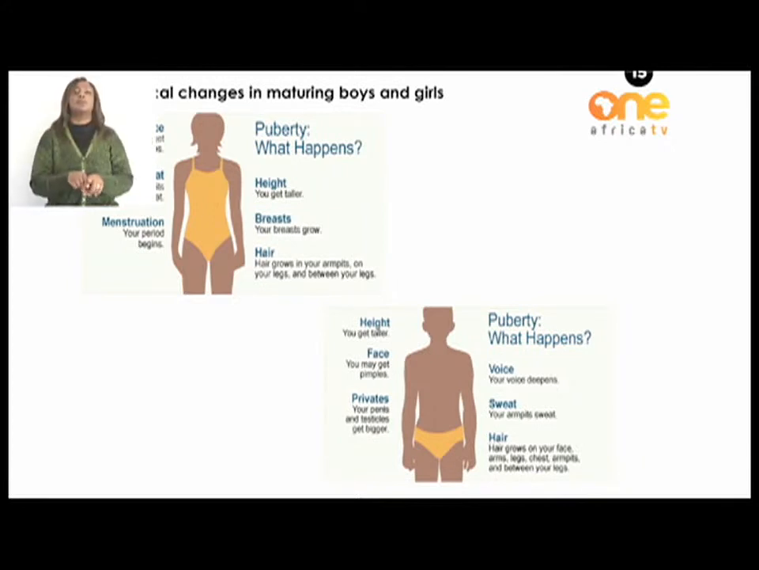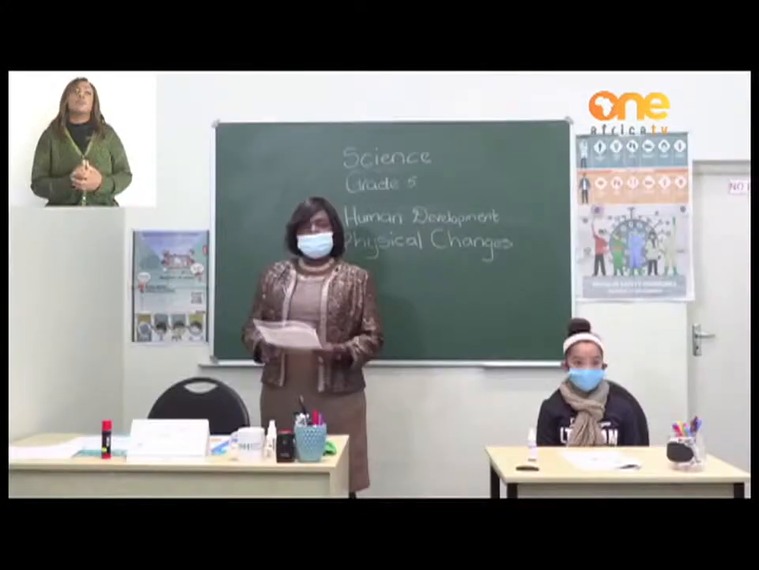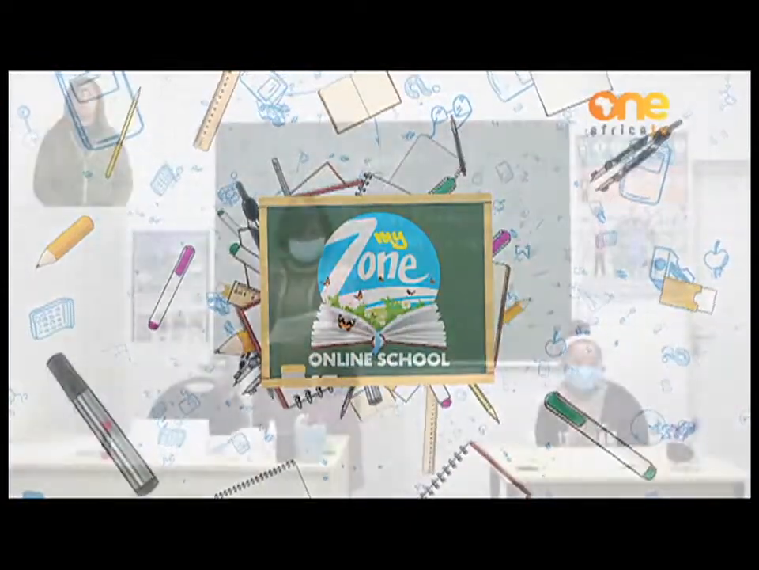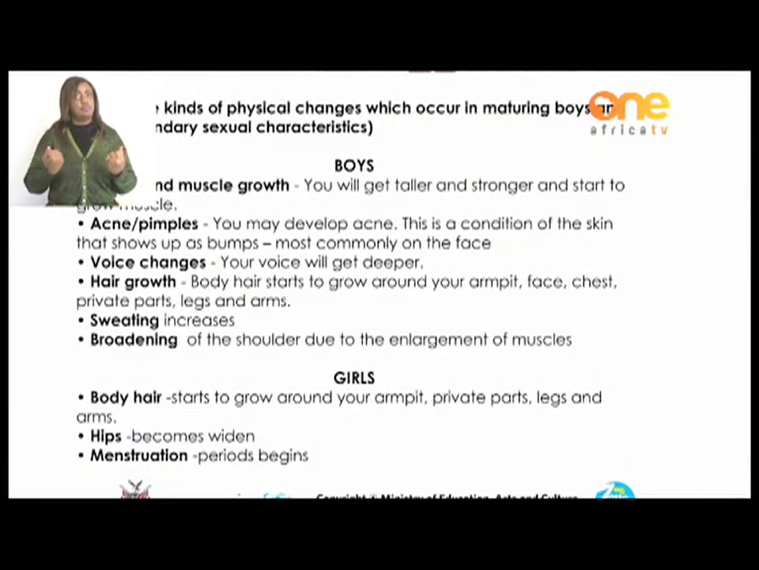Look at puberty in boys. What happens to boys during puberty? Pimples, and in addition to pimples, your penis and testicles get bigger. Voice, your voices. Hair will grow on your face, as I said earlier, on your arms, legs, chest, and between your legs or on your private parts. Boys and girls, remember, we are only looking at secondary sexual characteristics.